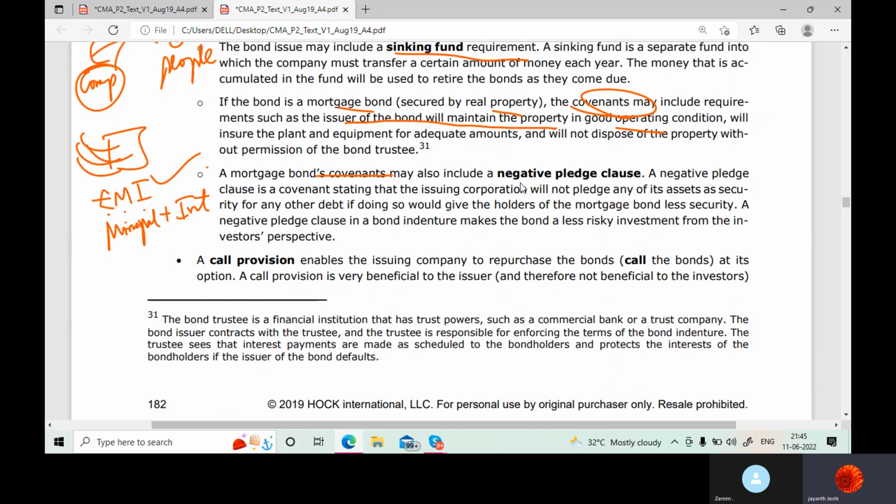Mortgage bond covenants may also include a negative pledge clause. A negative pledge clause is a covenant stating that the issuing corporation will not pledge the assets again. Once the assets have been pledged and the bonds have been issued to some 100 people, the company cannot pledge these particular assets and issue other bonds to some other set of 100 people, because the negative pledge clause restricts the company from doing that.